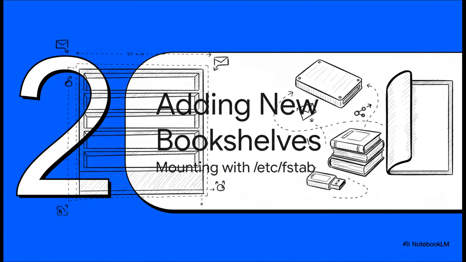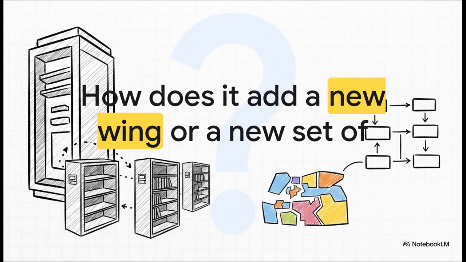So our library has a fantastic layout. But what happens when we get a new shipment of books? You know, a whole new collection we need to add. In our world, that's like plugging in a new hard drive or a USB stick. How do we add a new bookshelf to our library? Right, you can't just shove a new bookshelf in a random corner and hope for the best. There has to be a formal process, a set of instructions that tells the main library exactly where this new shelf belongs and how it should be treated.